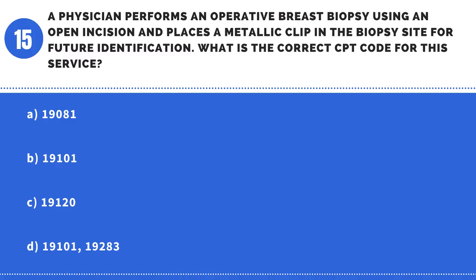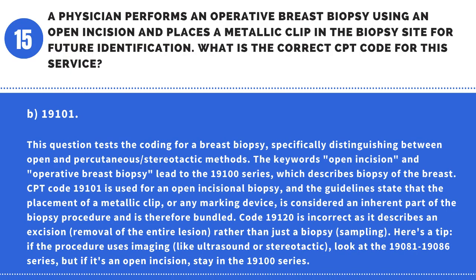19101-19283. Answer: B. 19101. This question tests the coding for a breast biopsy, specifically distinguishing between open and percutaneous/stereotactic methods. The keywords open incision and operative breast biopsy lead to the 19100 series, which describes biopsy of the breast. CPT code 19101 is used for an open incisional biopsy, and the guidelines state that the placement of a metallic clip or any marking device is considered an inherent part of the biopsy procedure and is therefore bundled.